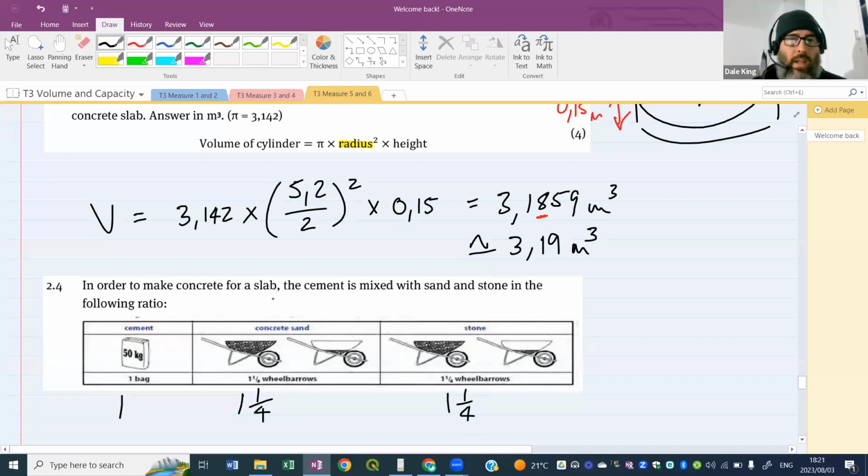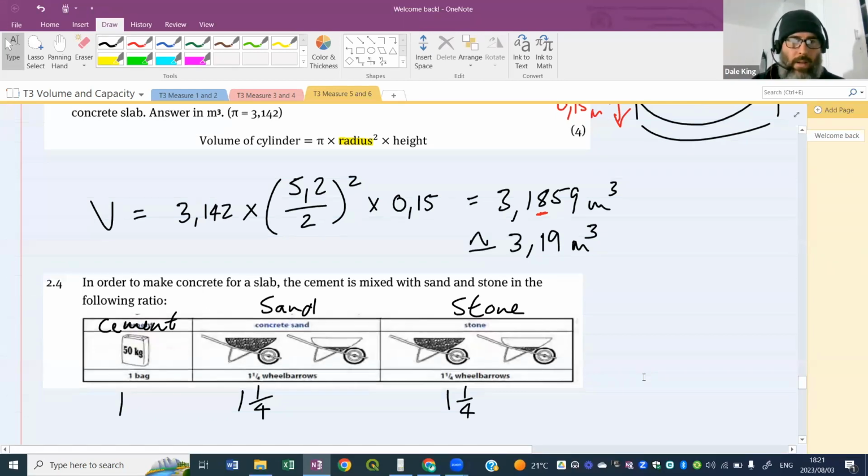So I'll put here sand, stone. On the left, we've got cement. With one bag of cement, you need 1 1/4 wheelbarrows of sand, and you also need 1 1/4 wheelbarrows of stone to make the concrete. You mix it together, it makes concrete, and then you pour the concrete. All right, we know that. So let's see why they're telling us this now.